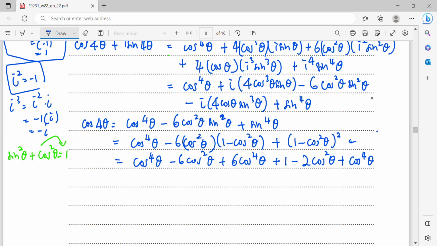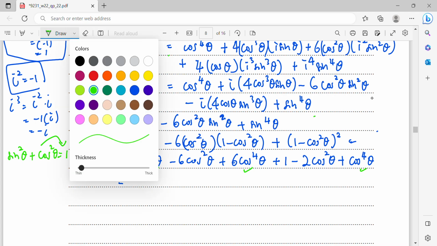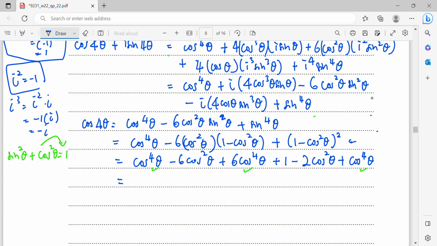Okay, so now simplify. The first term, cos^4 theta. Third term, also cos^4 theta, but it is 6. Then last term, also cos^4 theta. So when you get the total of these 3 terms, it will be 8.